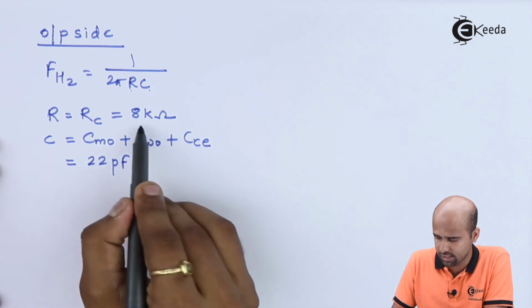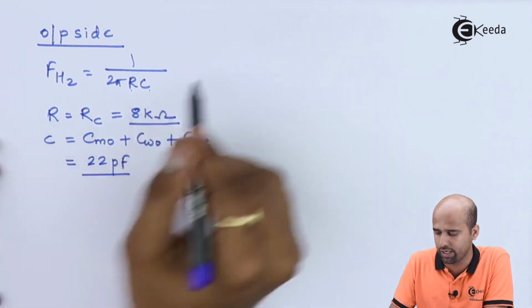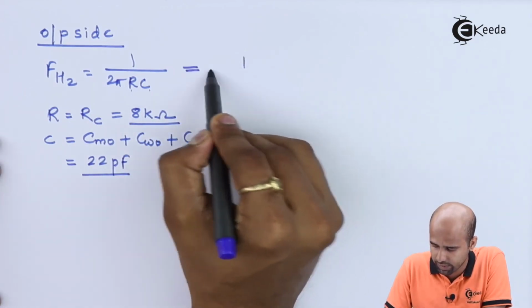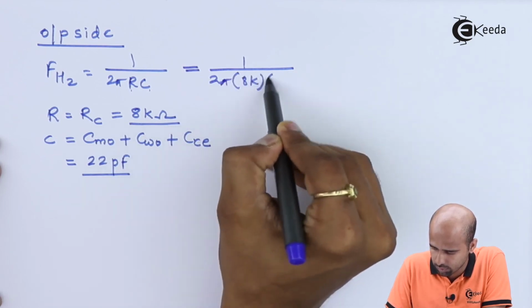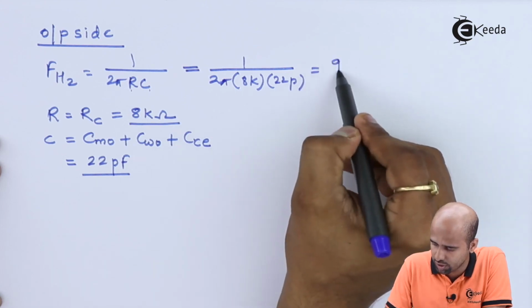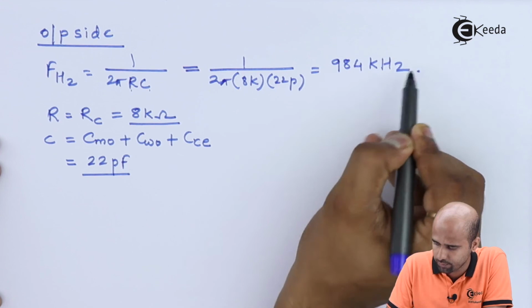The value of RC is 8 kilo ohm and C is 22 picofarad. We'll put this in this formula 1 upon 2 pi RC, we will be getting 1 upon 2 pi 8 kilo multiplied by 22 pico. This coming out to be 984 kilohertz.